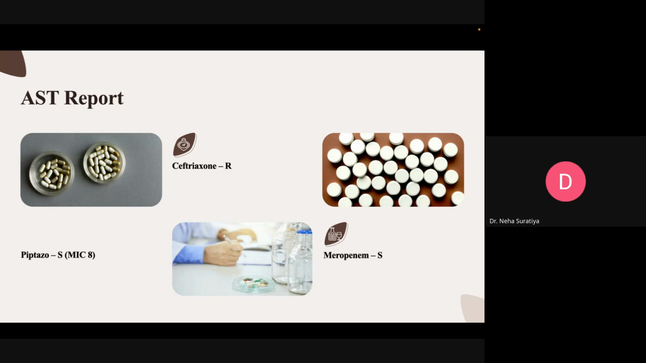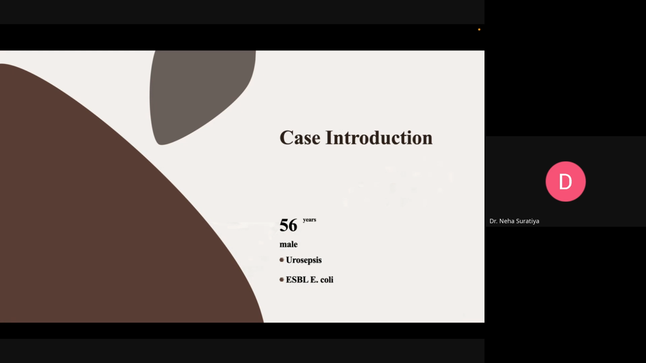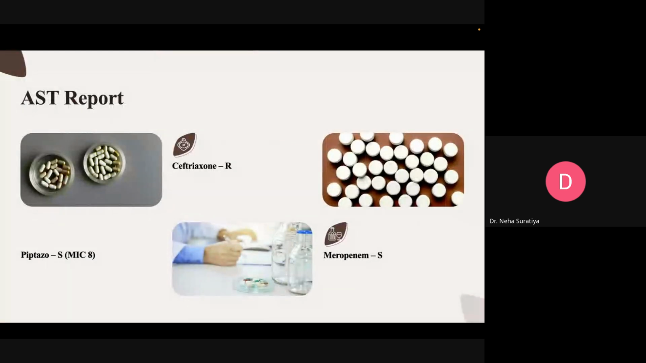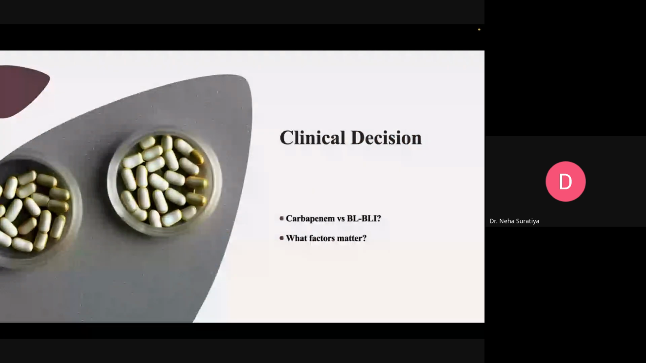Remember, the patient is stable. I told you in this slide, the patient is stable. Source is urinary. I also told you the site of infection. I also told you MIC is known. So the decision will be nuanced, it will not be absolute, right? So let's understand the clinical decision now.